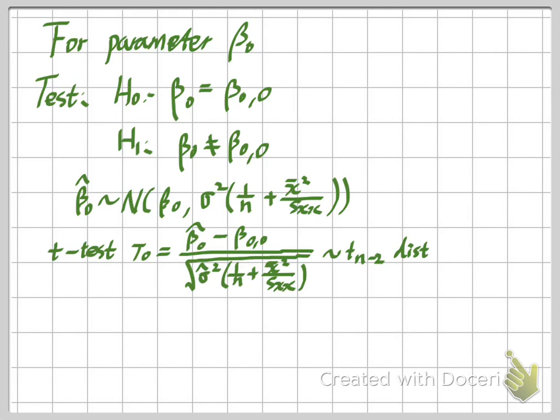We still have the critical region and critical value. Because this is a two-sided test, the critical region is that the absolute value of our t0 is greater than t alpha over 2 comma n minus 2. So this is the critical region in this case.